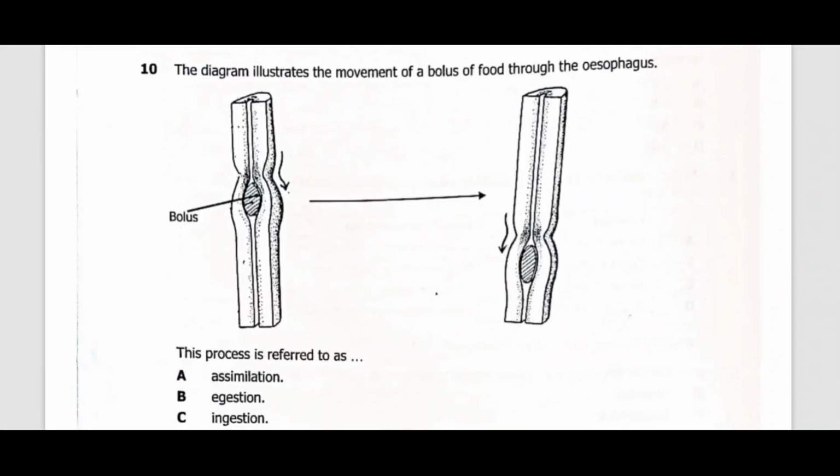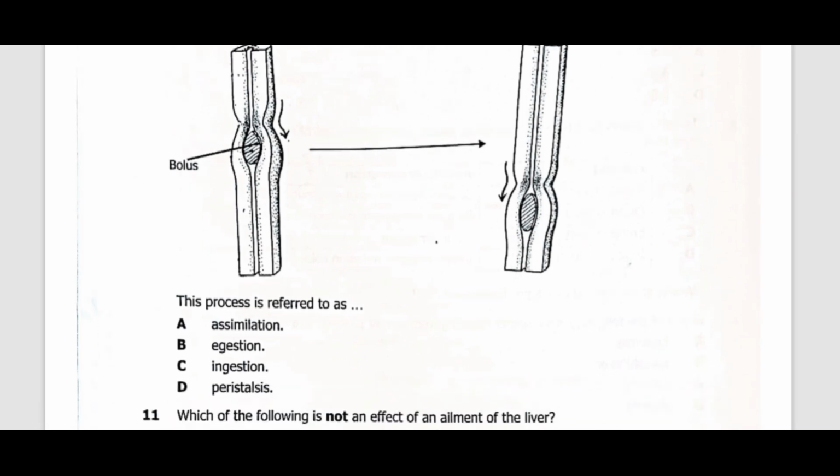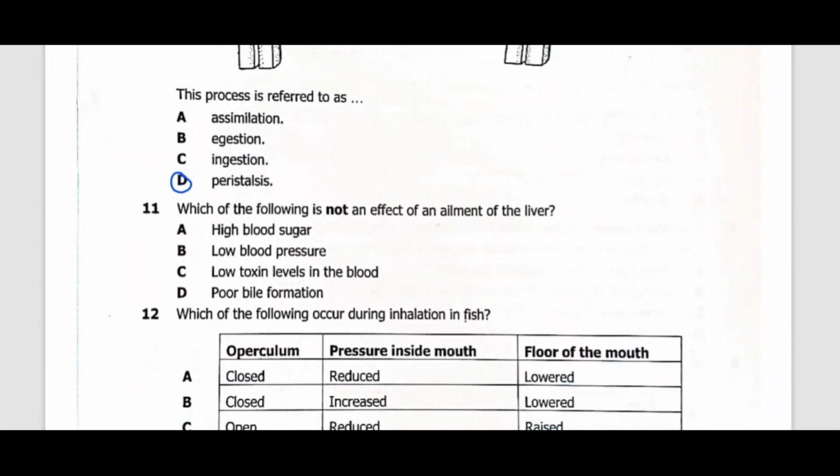Then question 10. The diagram illustrates the movement of a bolus of food through the esophagus. So we can see the direction, you have the bolus of food. Then this process is referred to as A, assimilation, no, ingestion, no. So the answer is peristalsis. We know that peristalsis has to do with the movement of food in our body, if we specify that we are looking at the alimentary canal.